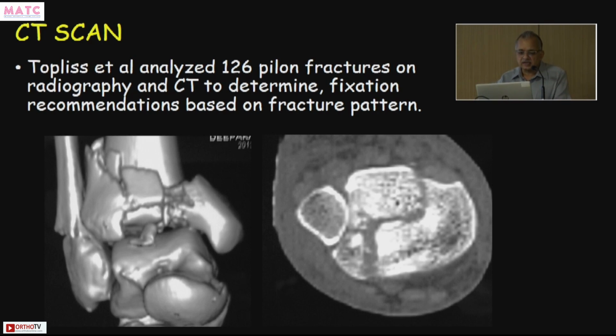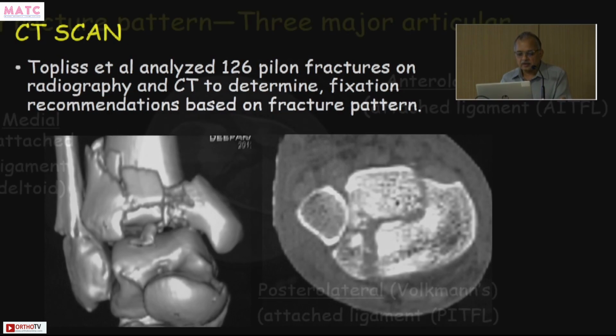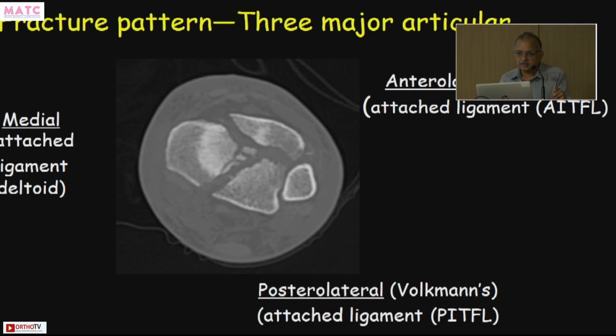A must-read article is this classification, which was published in JBJS long back, and they describe on a CT scan the amount of fragments one would expect in a 2D CT axial cut at the tibial plafond.